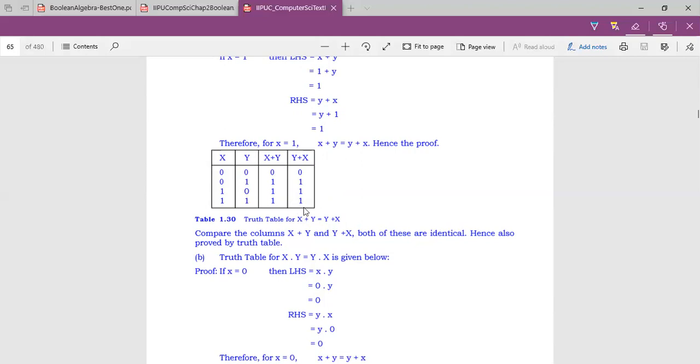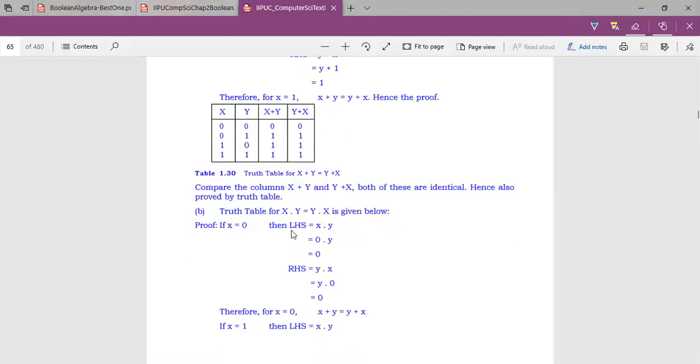So by observing the last two columns, x plus y and y plus x, you conclude that x plus y is equal to y plus x. Compare the values. x plus y is equal to y plus x. So thus, by using the truth table also, we have proved x plus y is equal to y plus x.